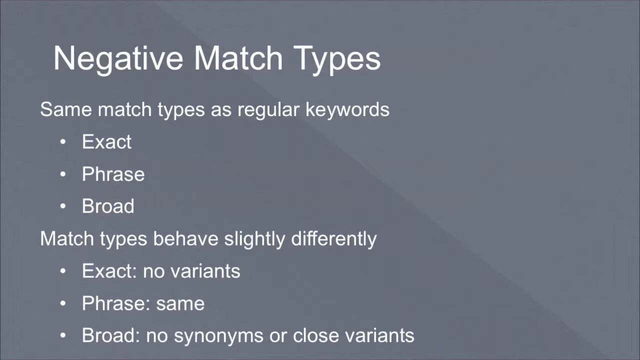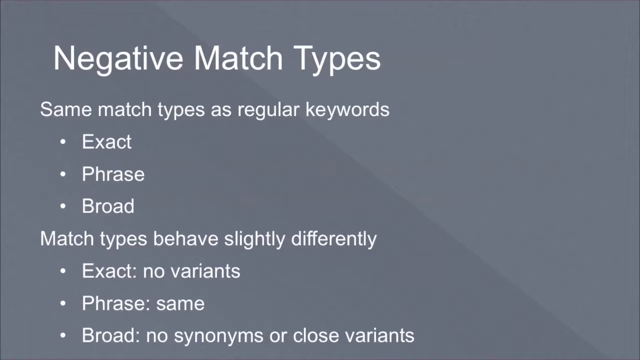Now, negative match keywords have the same match types as regular keywords. So we've got exact, we've got phrase, and we've got broad. There's no such thing as modified broad in negatives. That's because match types behave slightly differently for negatives than they do for positives. For example, for an exact match, if you remember before, exact in a positive keyword didn't quite mean exact, it meant exact-ish. So dentist would also match dentists and possibly dentistry. It stems and pluralizes and deals with misspellings.